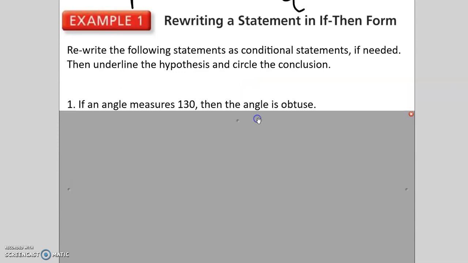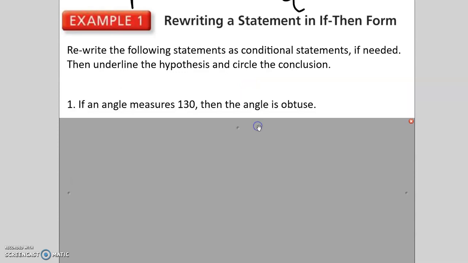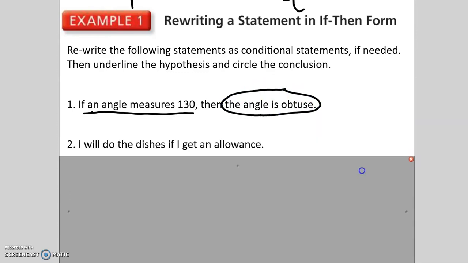The first example: if an angle measures 130 degrees, then the angle is obtuse. Well, it's in that if-then form, so it's already written as a conditional statement, so let's identify. Here is my hypothesis: if an angle measures 130. Then what's my conclusion? The angle is obtuse, which we know is true.